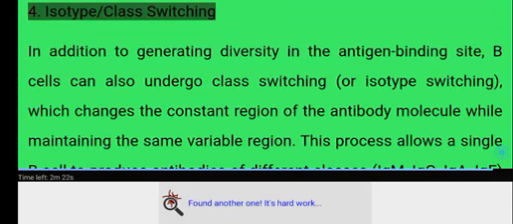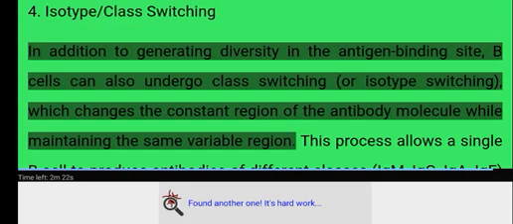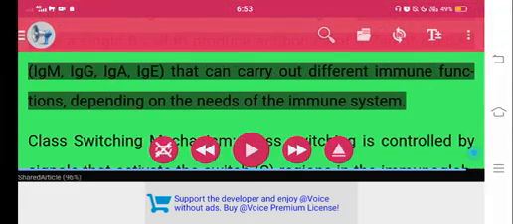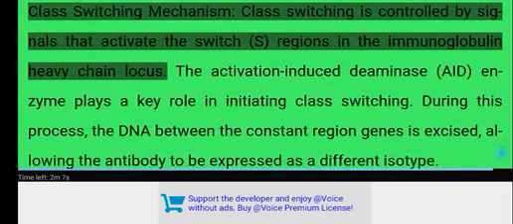4. Isotype class switching. In addition to generating diversity in the antigen binding site, B cells can also undergo class switching, or isotype switching, which changes the constant region of the antibody molecule while maintaining the same variable region. This process allows a single B cell to produce antibodies of different classes, IgM, IgG, IgA, IgE, that can carry out different immune functions, depending on the needs of the immune system.